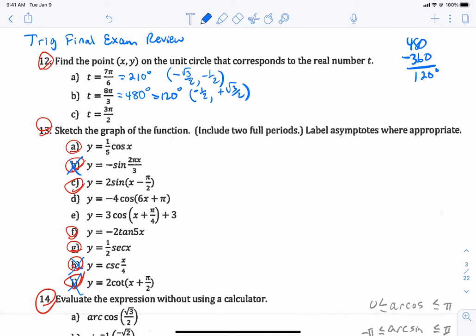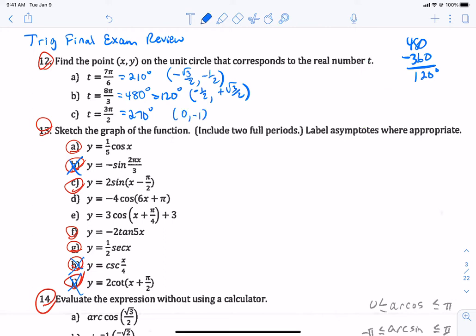Next, 3 pi over 2. That's the same as 270. The point at 270, remember, that's just on the unit circle pointing downward. That is the point 0, negative 1.